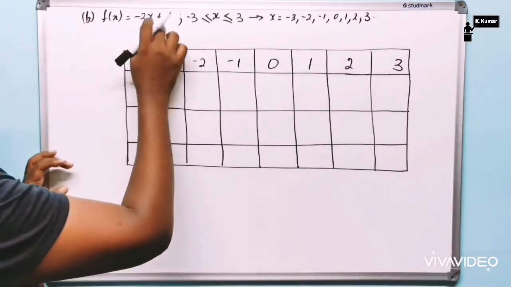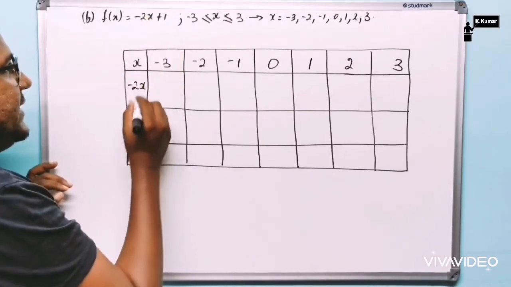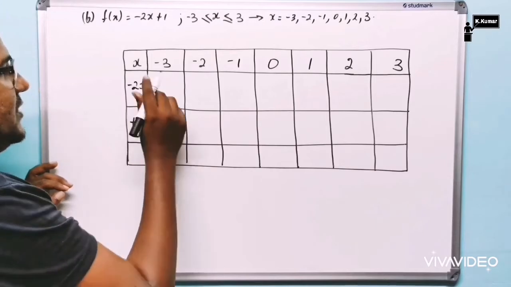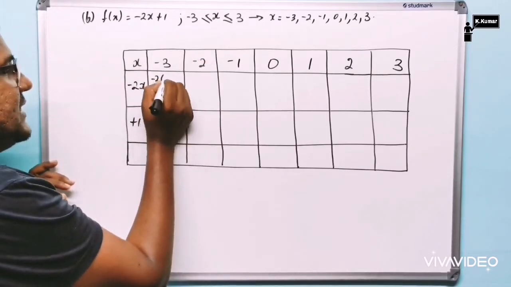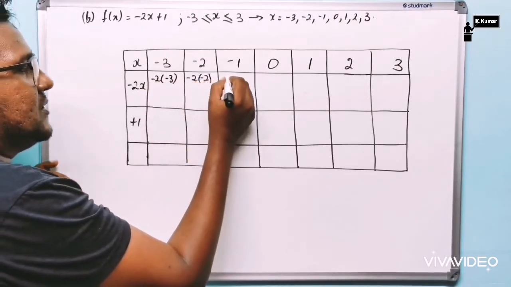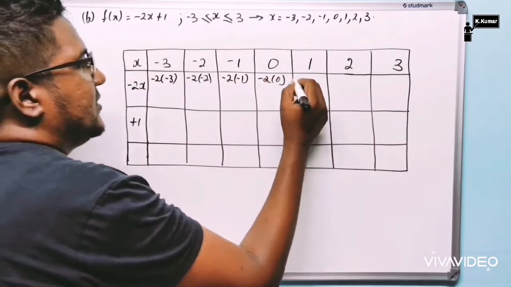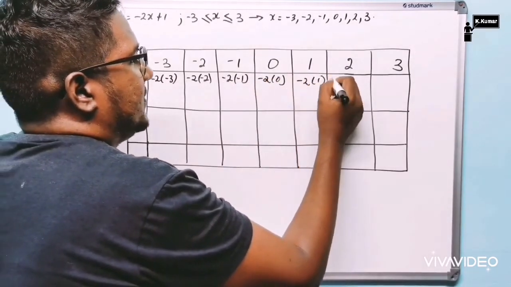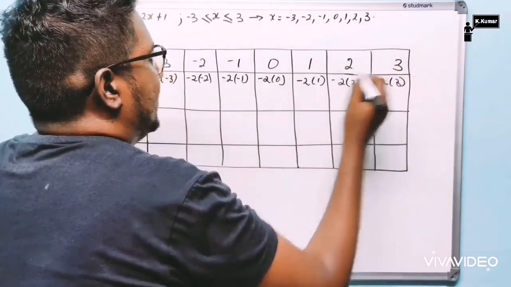Here we break up our function into terms, so this becomes minus 2x and this is plus 1. So wherever x is, we have to substitute these values. So it's going to be minus 2 times minus 3, minus 2 times minus 2, minus 2 times minus 1, minus 2 times 0, minus 2 times 1, minus 2 times 2, and minus 2 times 3.